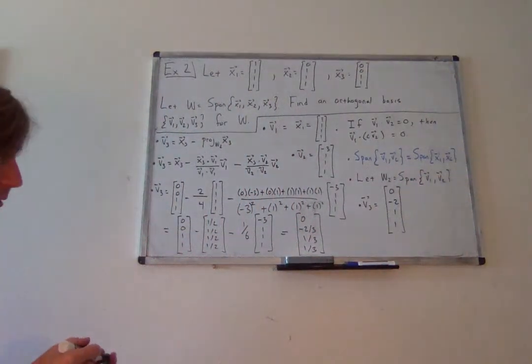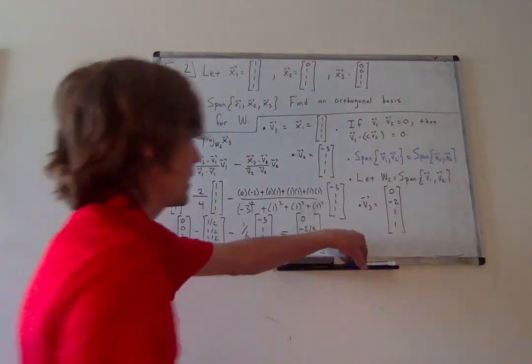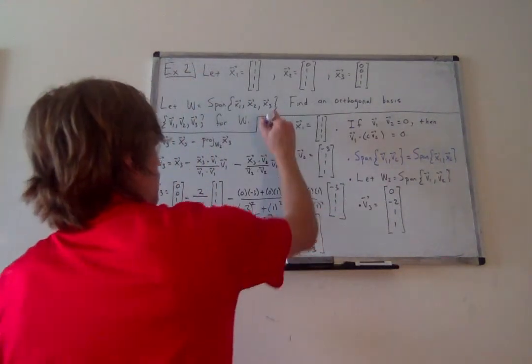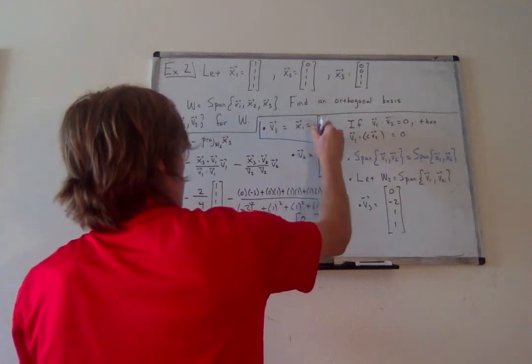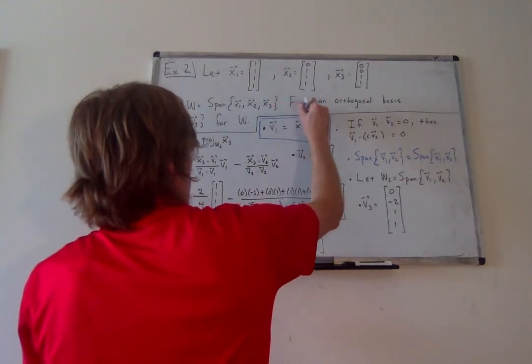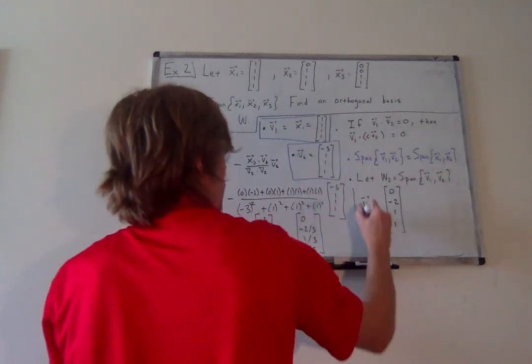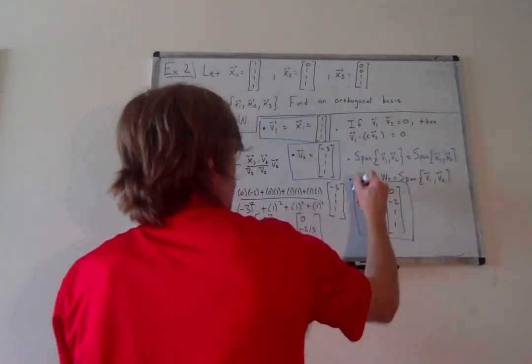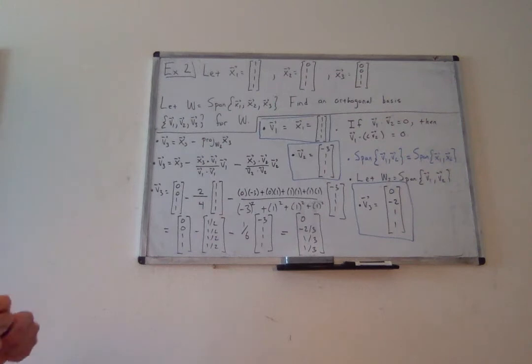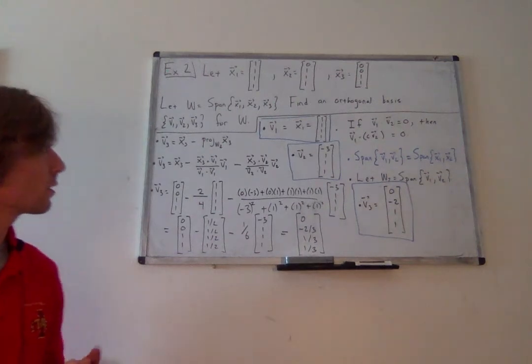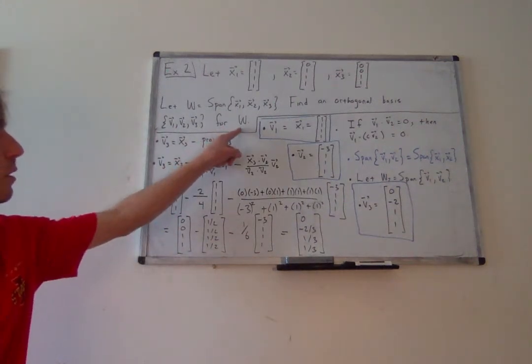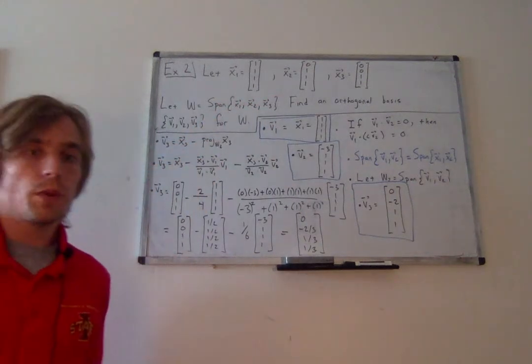So, using the exact same process, I'll circle the 3 vectors that give us our solution here. v1, v2, and v3 give us an orthogonal basis for W, where W was the set spanned by these 3 vectors.